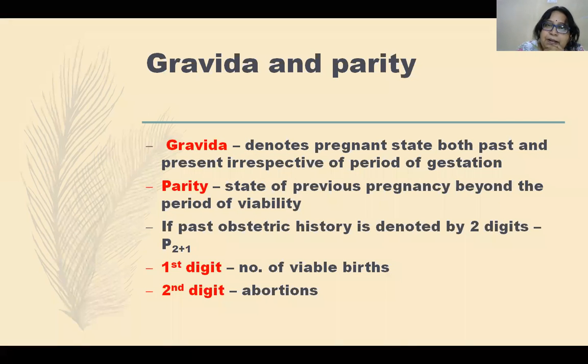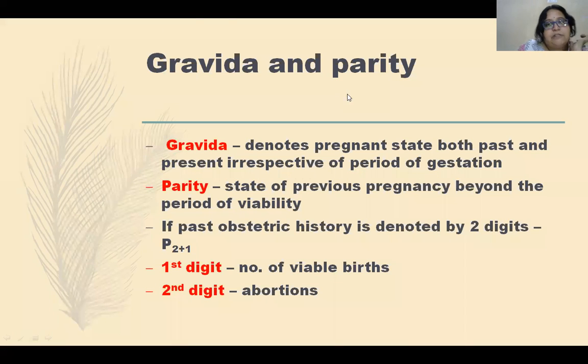What is parity? Parity is the state of previous pregnancy beyond the period of viability. Only when the pregnancy crosses the period of viability, you can count her in parity. Otherwise, she will be only counted in gravida but not in parity. So, if the obstetric history is denoted by 2 digits such as P2+1, the first digit will tell you the number of viable births and the second digit will tell you the number of abortions.